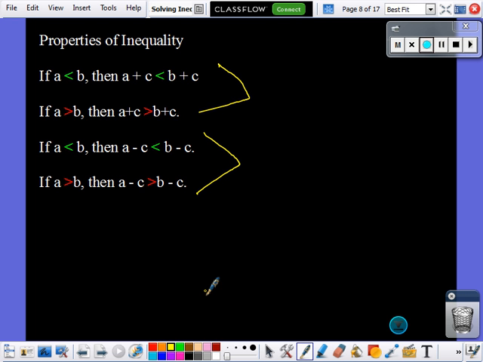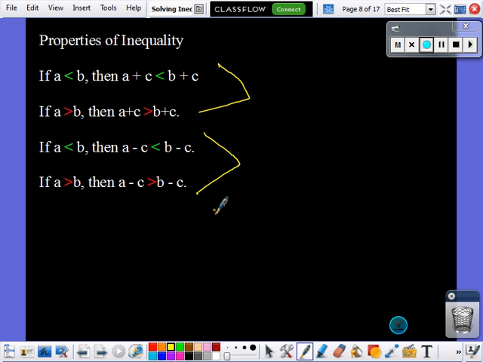When do I flip the inequality symbol? When you're multiplying negative numbers. Right, when I multiply both sides by a negative or I divide. And I'm not talking about multiplication or division in these properties. When I add and subtract, I do not flip a symbol. That's all these properties are saying.